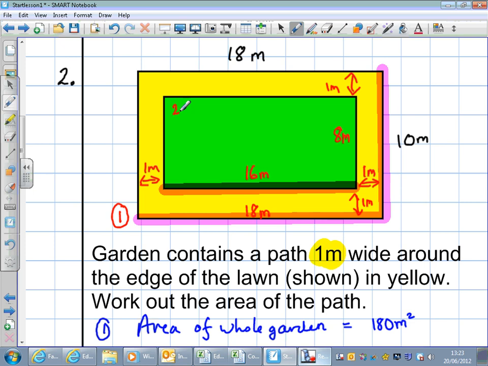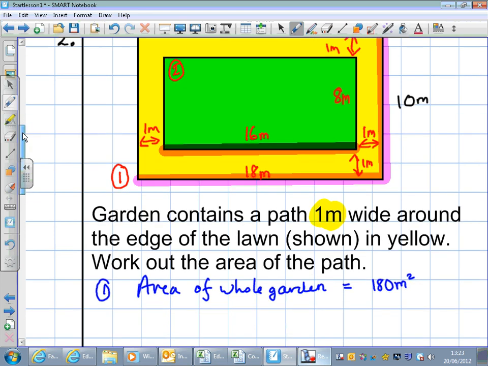So the area of the lawn is, let's just concentrate on setting out our work. Area of lawn equals 16 times 8. Best off showing that, putting the units in. So many different areas I could improve. 8 times 10 is 80. 8 times 6 is 48. 80 add 48, 128 metres squared.